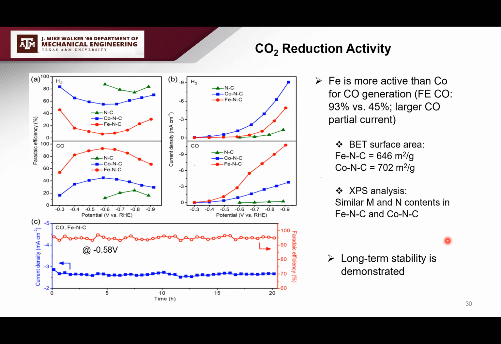Okay, again comparing the CO2 reduction activity, by evaluating the current and also the Faraday efficiency, you can see that iron is more active than cobalt. Again, that confirms the previous study, but with this different morphology of carbon. So iron can reach 93% selectivity. Both iron and cobalt catalysts have similar surface area and similar composition, yet iron is more active than cobalt. This figure also shows the long-term stability is good, at least 20 hours. It's stable.